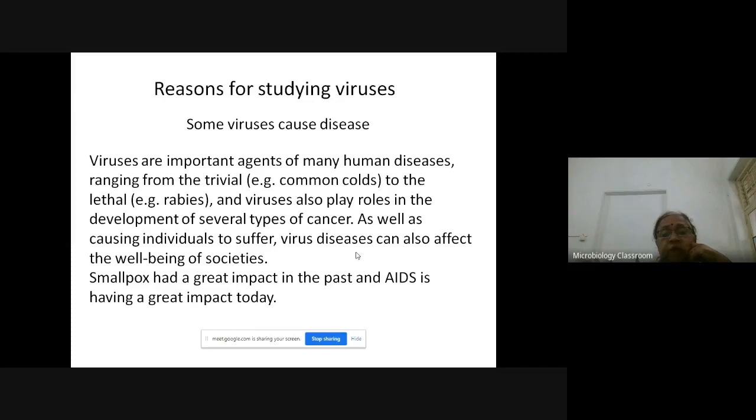So naturally, virally infected patients today, you know the scenario of COVID-19 today. This is a good example that this virus has affected the well-being of the society.